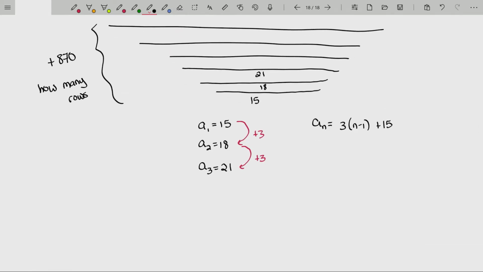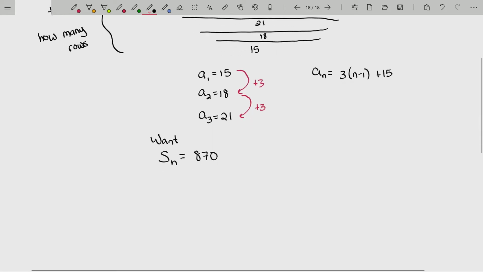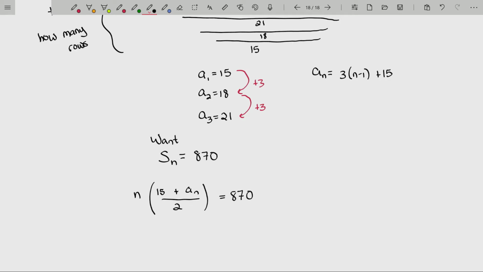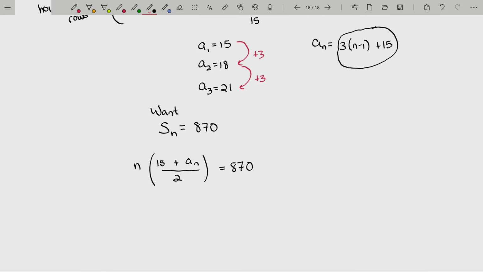And we want to find out how many rows we have if we have 870 seats. So I want the sum of all of those seats to be 870. That's what I want. Well, the formula for S sub n is n times the average of the first term in the sequence plus the last term in the sequence, the nth term, I should say. So we kind of need to know how many terms. We need to know what a sub n is. Luckily, we have it. This is literally the last problem we did. Well, not literally, because it's not the same exact problem, but whatever.